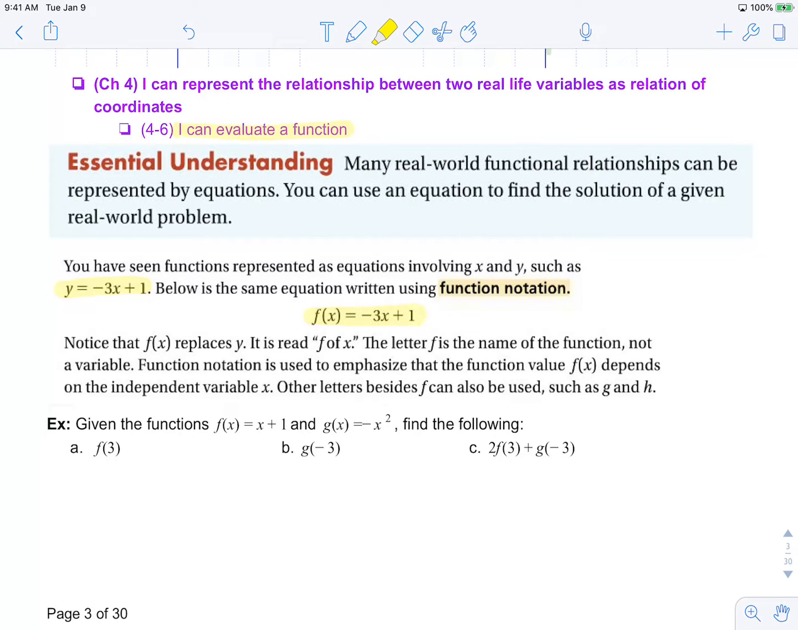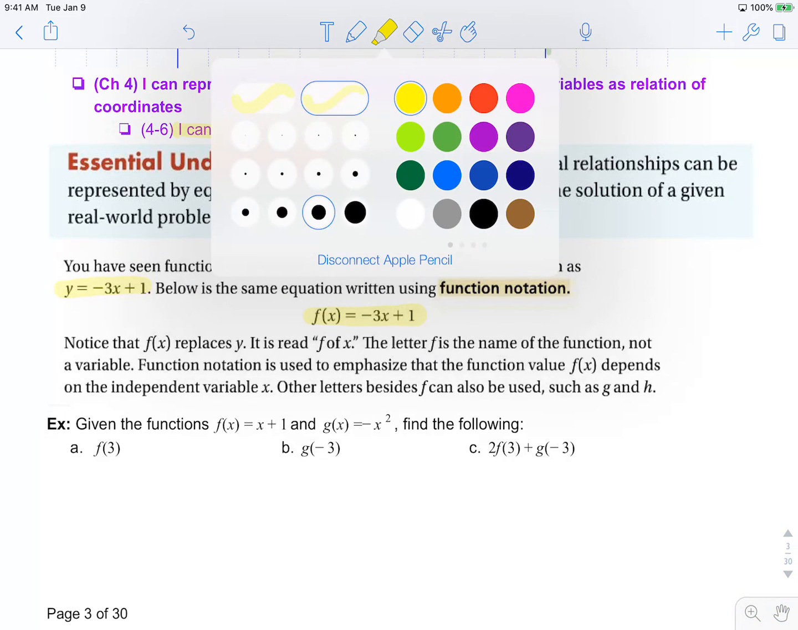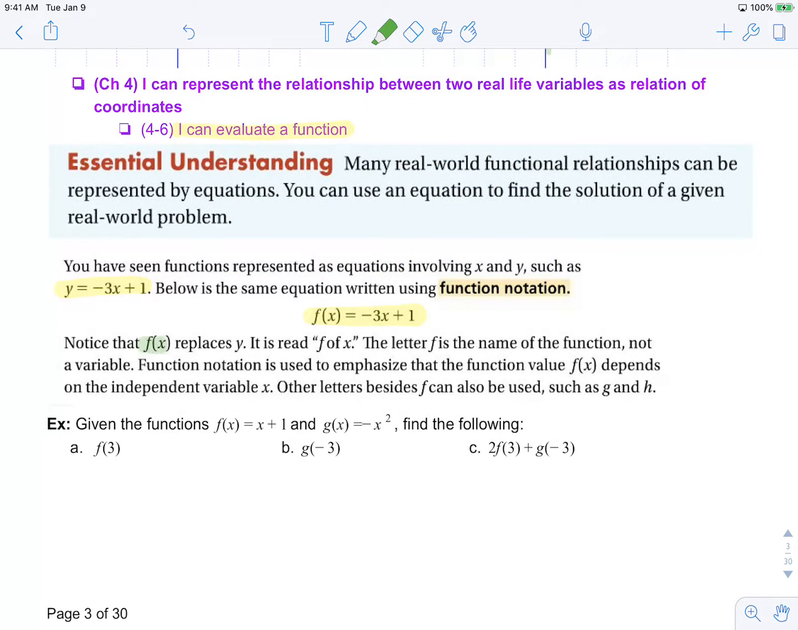f of x equals negative 3x plus 1. All that happened there was f of x replaces y. And yes, we read it as "f of x." So remember, f of x just equals y. f of x is the same as y. So let's go ahead and try an example below.